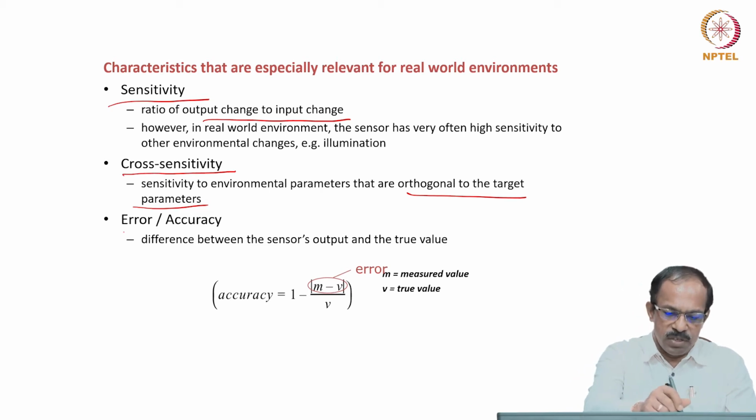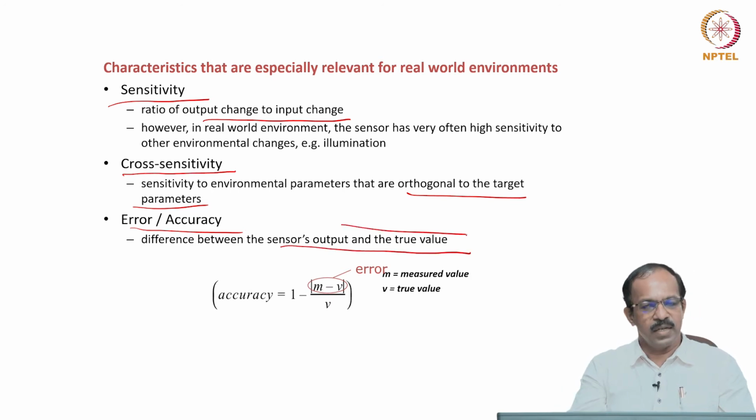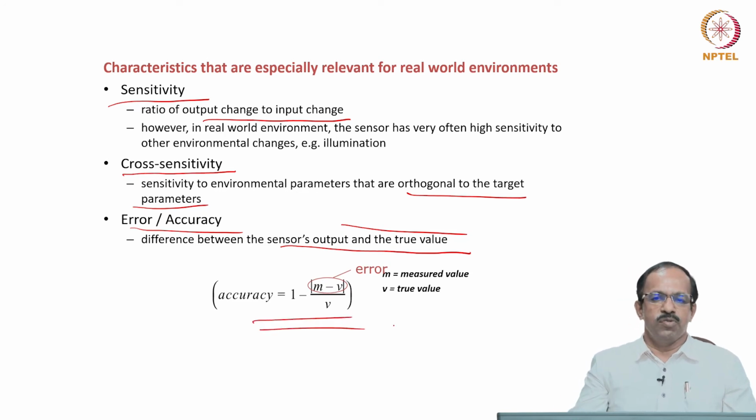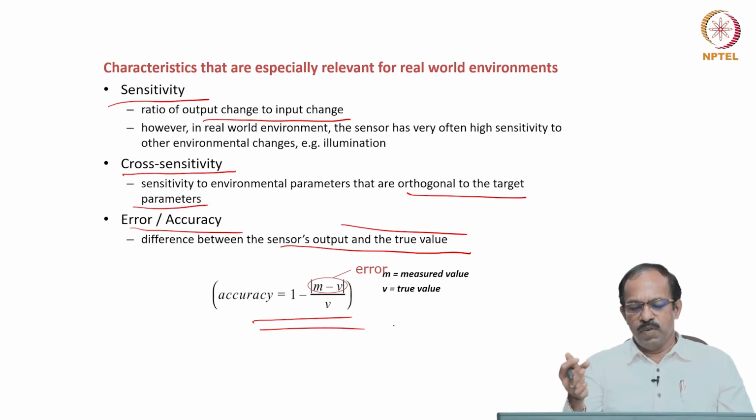And then error and accuracy. The difference between the sensor's output and the true value is basically known as the error, and the accuracy is 1 minus error by the true value. So that is basically how you define the accuracy of a sensor. Error is the measured value minus the true value, but accuracy is 1 minus error divided by the true value.